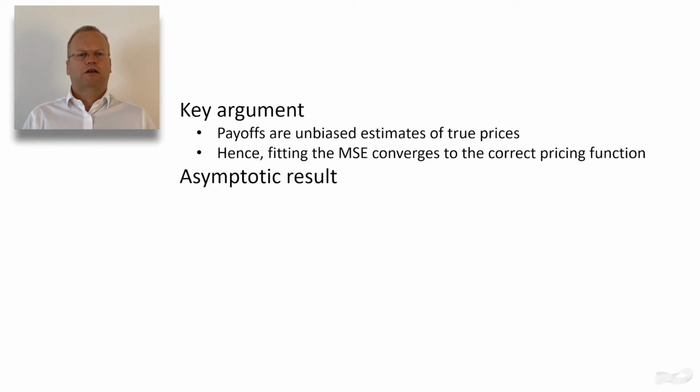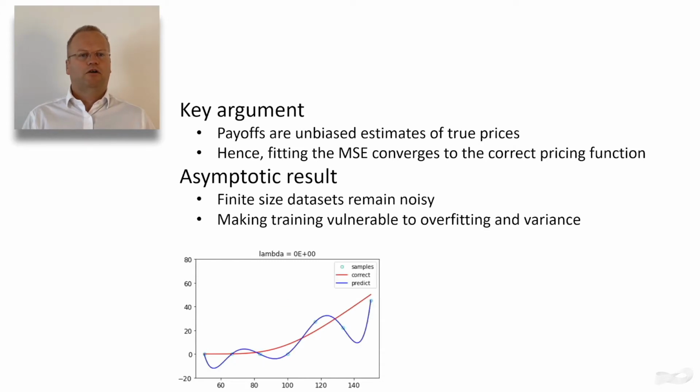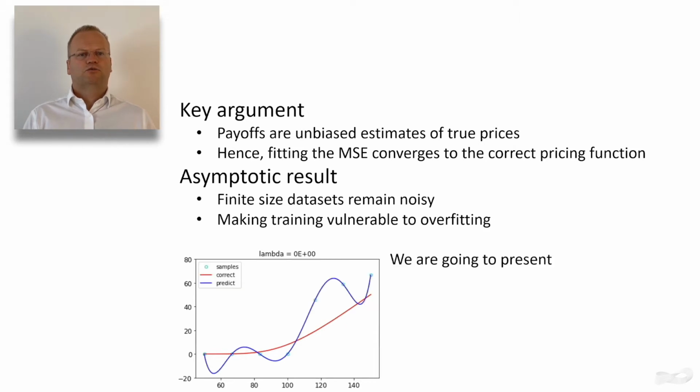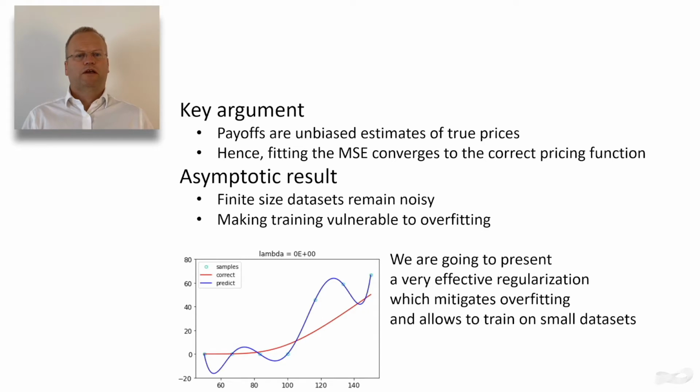Of course, this is an asymptotic result. With a finite dataset, the noise is not fully diversified and training remains vulnerable to overfitting, a phenomenon known as variance in the machine learning literature. We are going to present a very effective regularization which mitigates overfitting and reduces variance, allowing us to reliably train on small datasets computed in reasonable time.